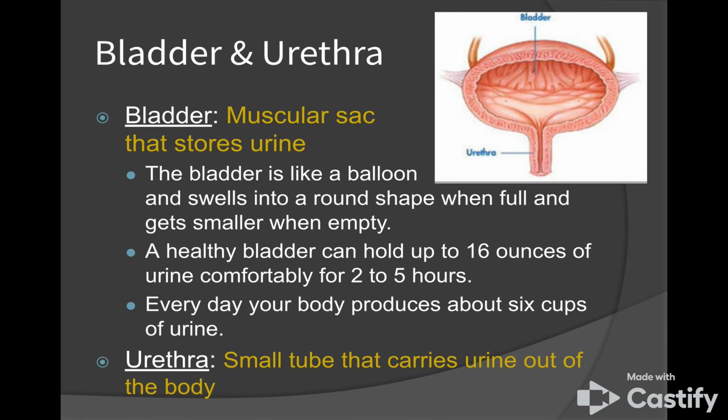Your bladder is just a muscular sac that holds your urine. It's like a balloon, and it gets into a round shape when full, and it gets smaller when it's empty. A healthy bladder can hold up to 16 ounces of urine for about 2 to 5 hours. Every day you produce about 6 cups of urine, and your urethra is just the small tube that carries the pee, or the urine, out of your body.